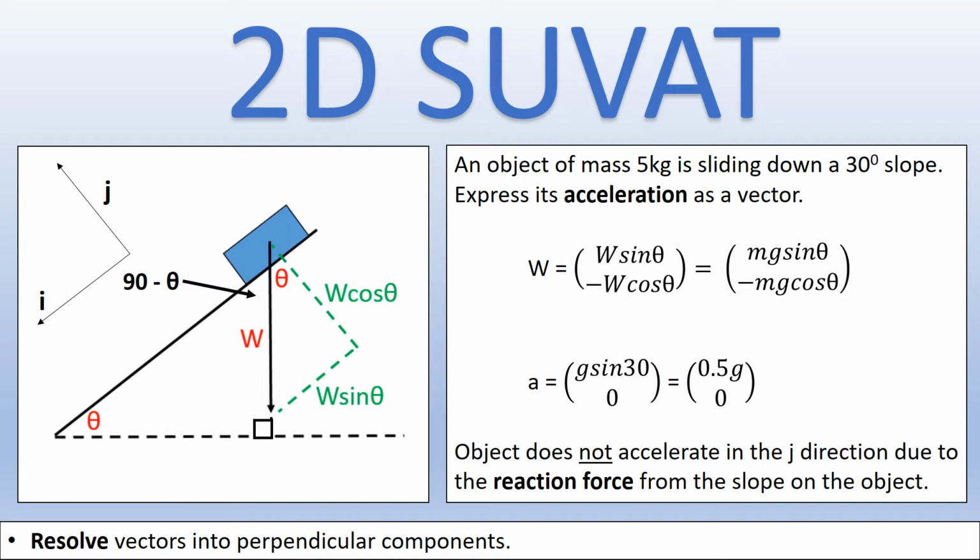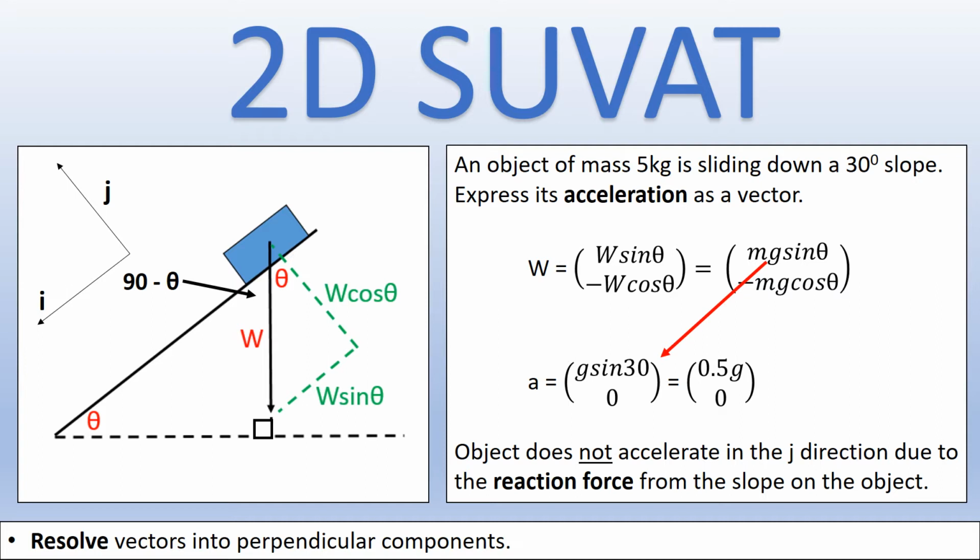Now what we can do is, using that, we can express the acceleration in vector form, because if we have the force divided by the mass, we get the acceleration. And that's where we get this g sine 30 from. So we take mg sine 30, we divide by the mass, and we get g sine 30. Sine of 30 is a half, so we can see the top line becomes 0.5 g.